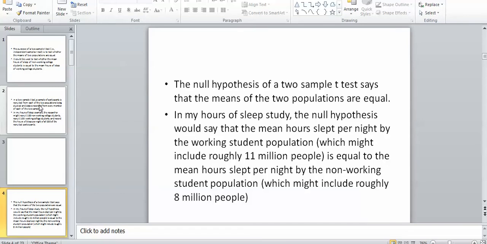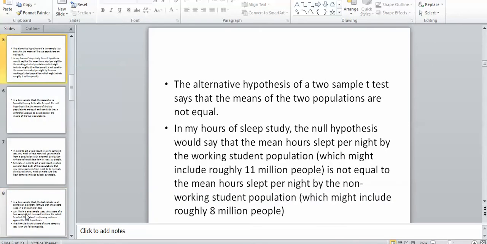In a two-sample t-test, the null hypothesis says that the population means are equal. In other words, in my example, it would say that the mean hours slept per night by the 11 million people in the working college student population is equal to the mean hours slept per night by the 8 million people in the non-working student population. So it's important to remember that the null hypothesis of the two-sample t-test says that the population means are equal. It doesn't say that the sample means are equal. It says that the means of the populations that the samples come from are equal.